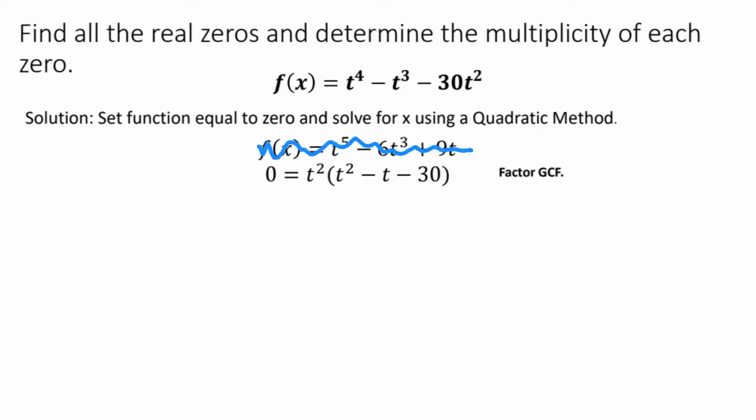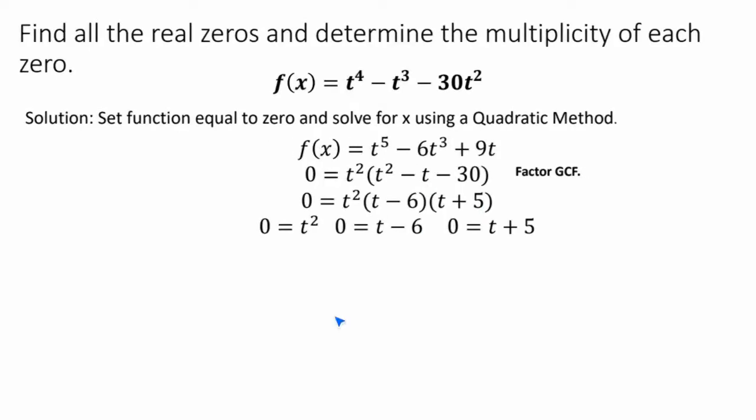If you notice, the terms in f of t is equal to t to the fourth minus t cubed minus 30t squared all have at least a t squared in common. So we can factor out a t squared, resulting in t squared times t squared minus t minus 30. From there, we can look at each factor completely. The t squared minus t minus 30 we can factor as t minus 6 times t plus 5.